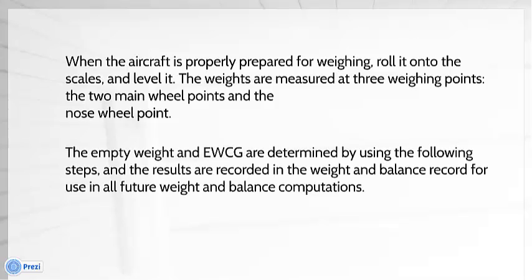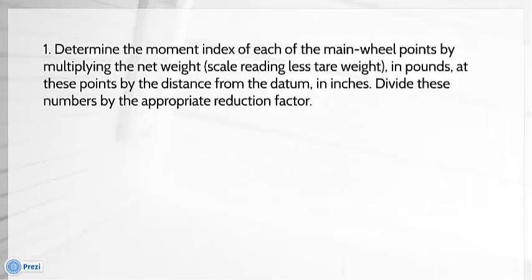The empty weight and EWCG are determined by using the following steps, and results are recorded in the weight and balance record for use in all future weight and balance computations. Step 1. Determine the moment index of each of the main wheel points by multiplying the net weight, scale reading less tare weight in pounds at these points by the distance from the datum in inches. Divide these numbers by the appropriate reduction factor.